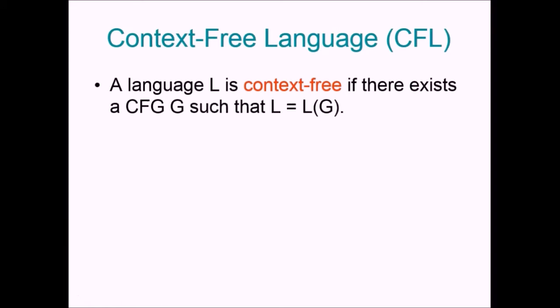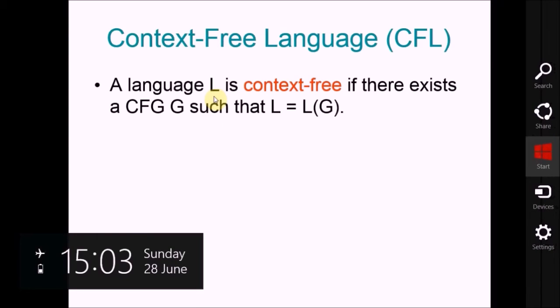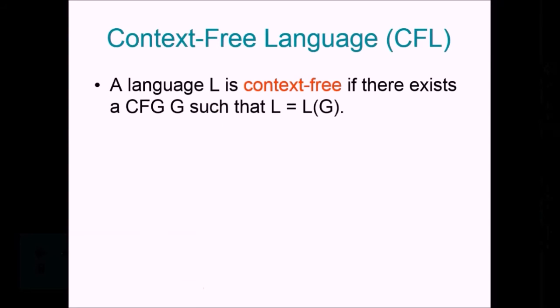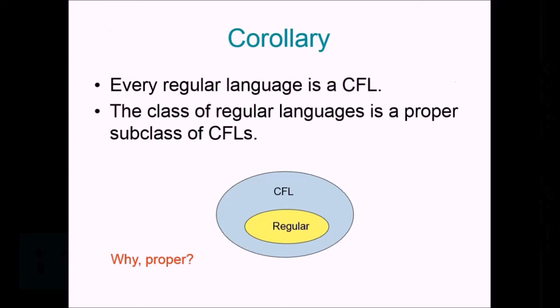So now we will move to context-free language. So what is context-free language? A context-free language is a language that is obtained from a context-free grammar, such that L is equal to LG. So if we can obtain a language, as we obtained in the last example, from a context-free grammar, we call that language a context-free language.